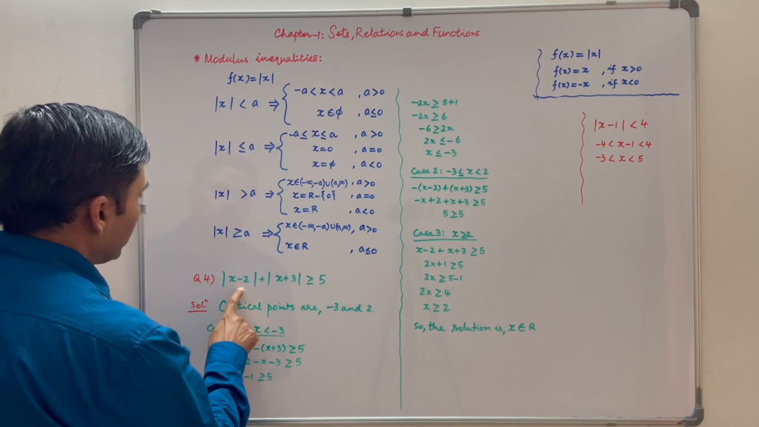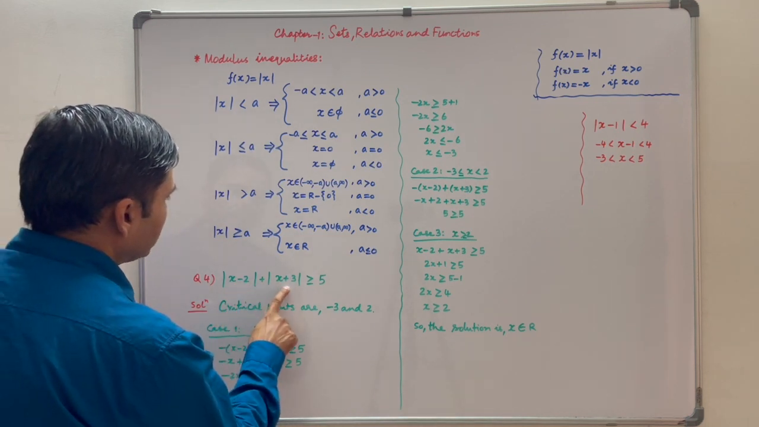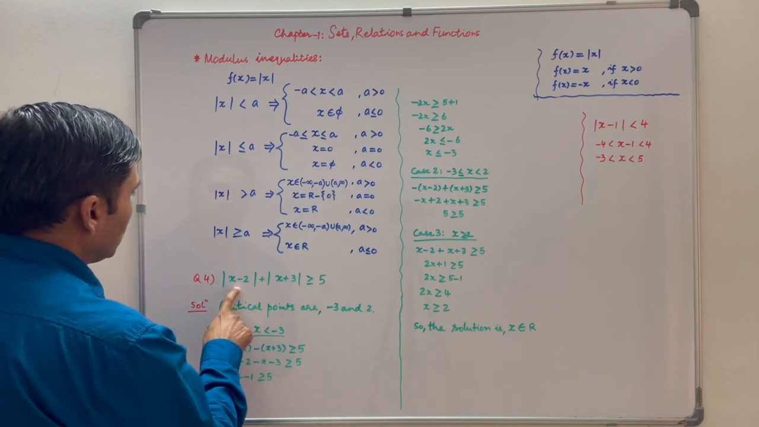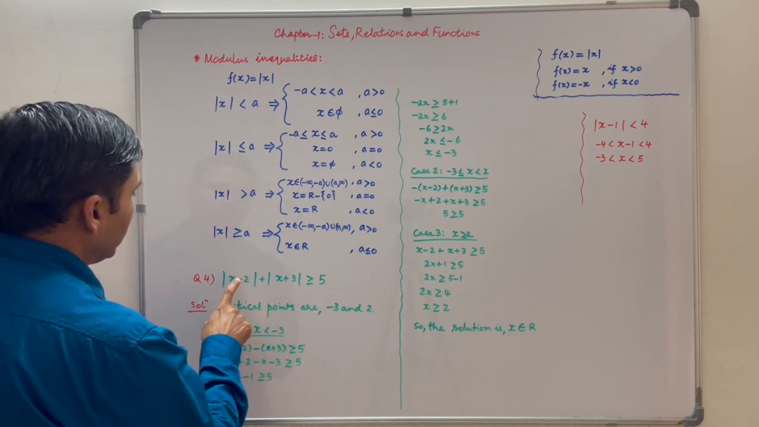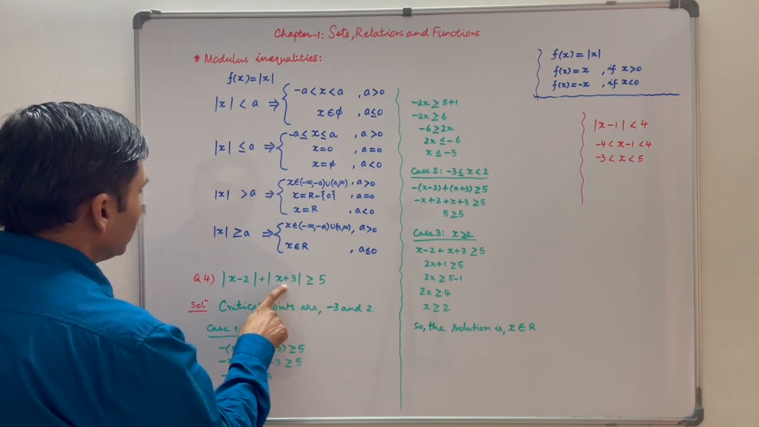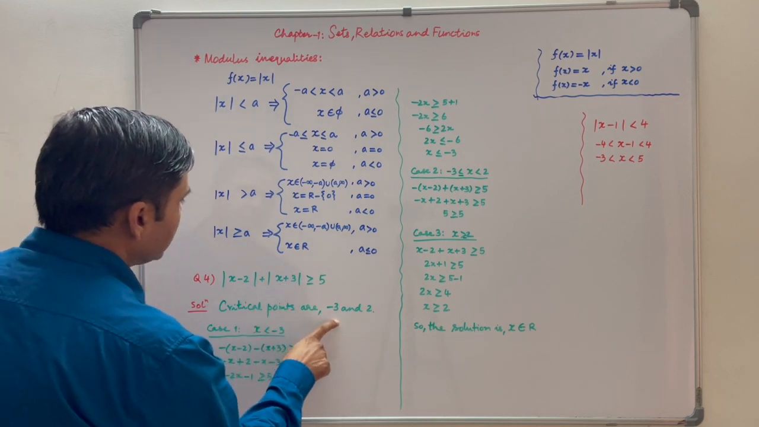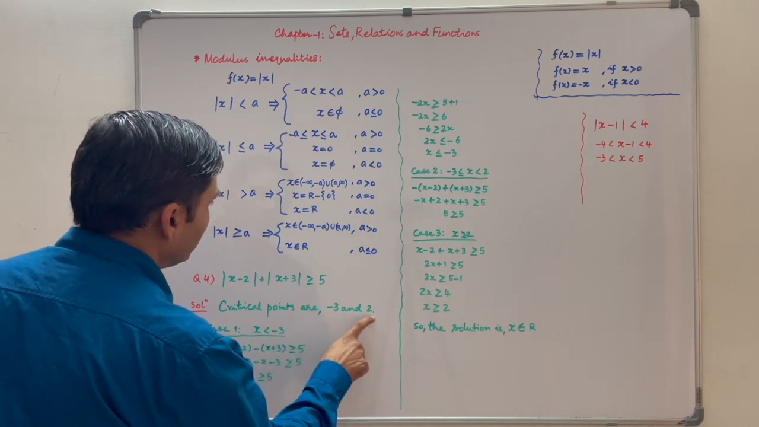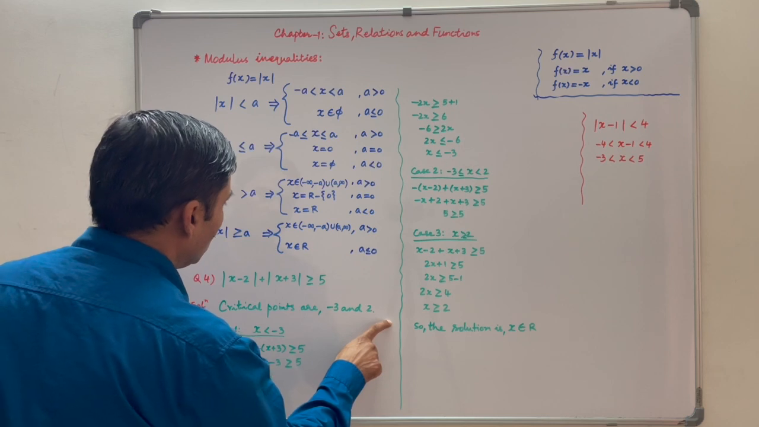Fourth question, |x − 2| + |x + 3| ≥ 5. First step is to find out critical points and they will be x = 2 and x = −3. So we will consider 3 cases: when x is less than −3, when x lies between −3 to 2 and when x is greater than or equal to 2.